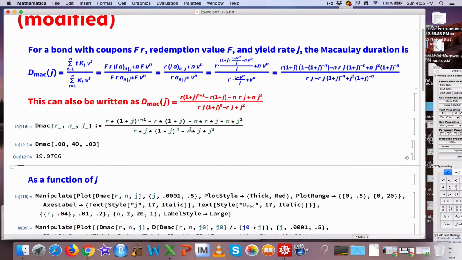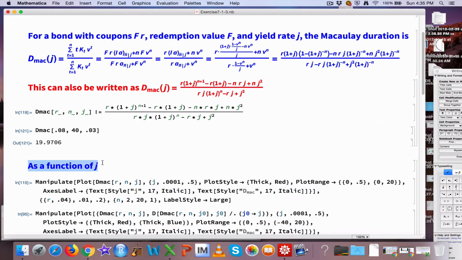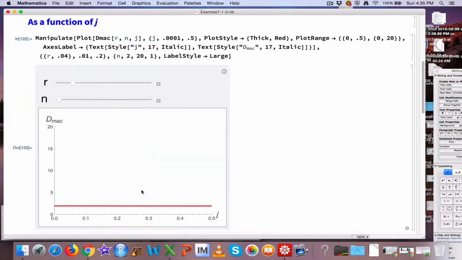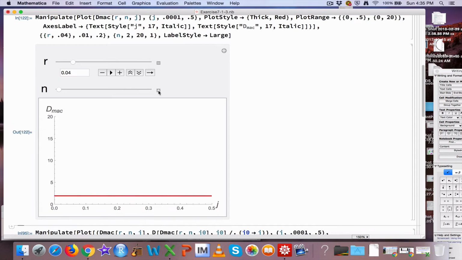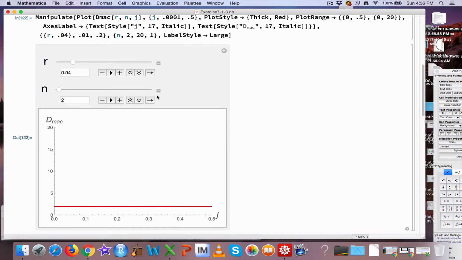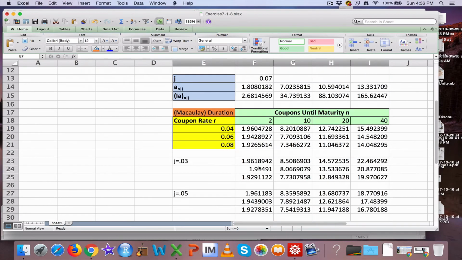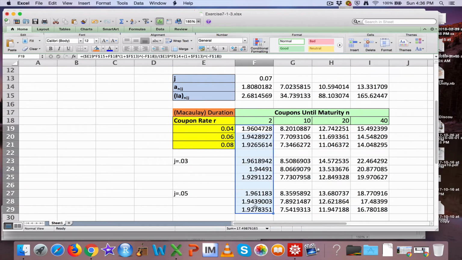So what I'm first going to do is plot the duration as a function of j, keeping r and n fixed, and just seeing what happens. Mathematica allows me to change r and n. What I've got here initially is r is 0.04 and n is 2. And it looks like the duration is constant. Is it really constant as a function of j? No. It's just going down ever so slightly, like we saw in the spreadsheet when we were looking at the n equals 2 columns. There's not much difference between these numbers, but there is an ever so slight difference.